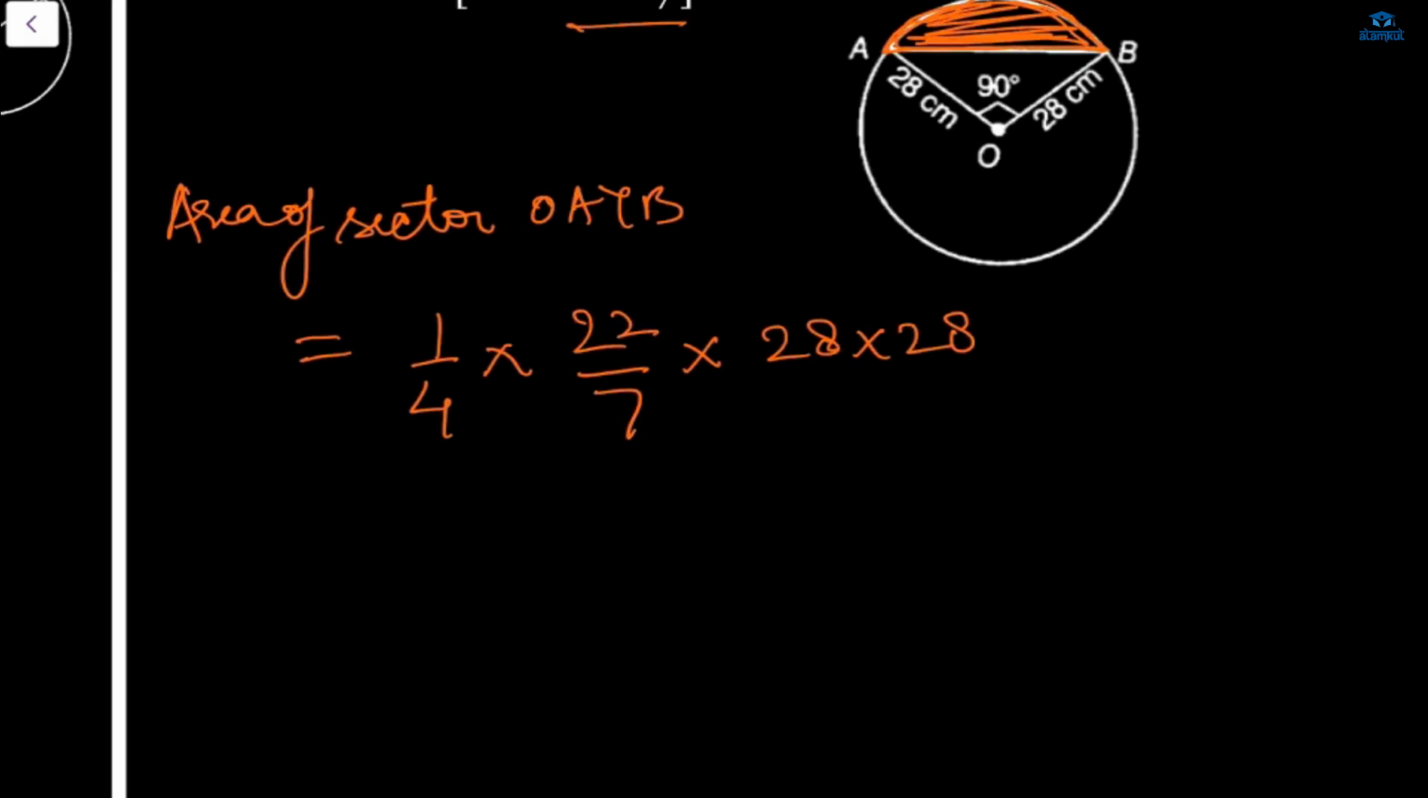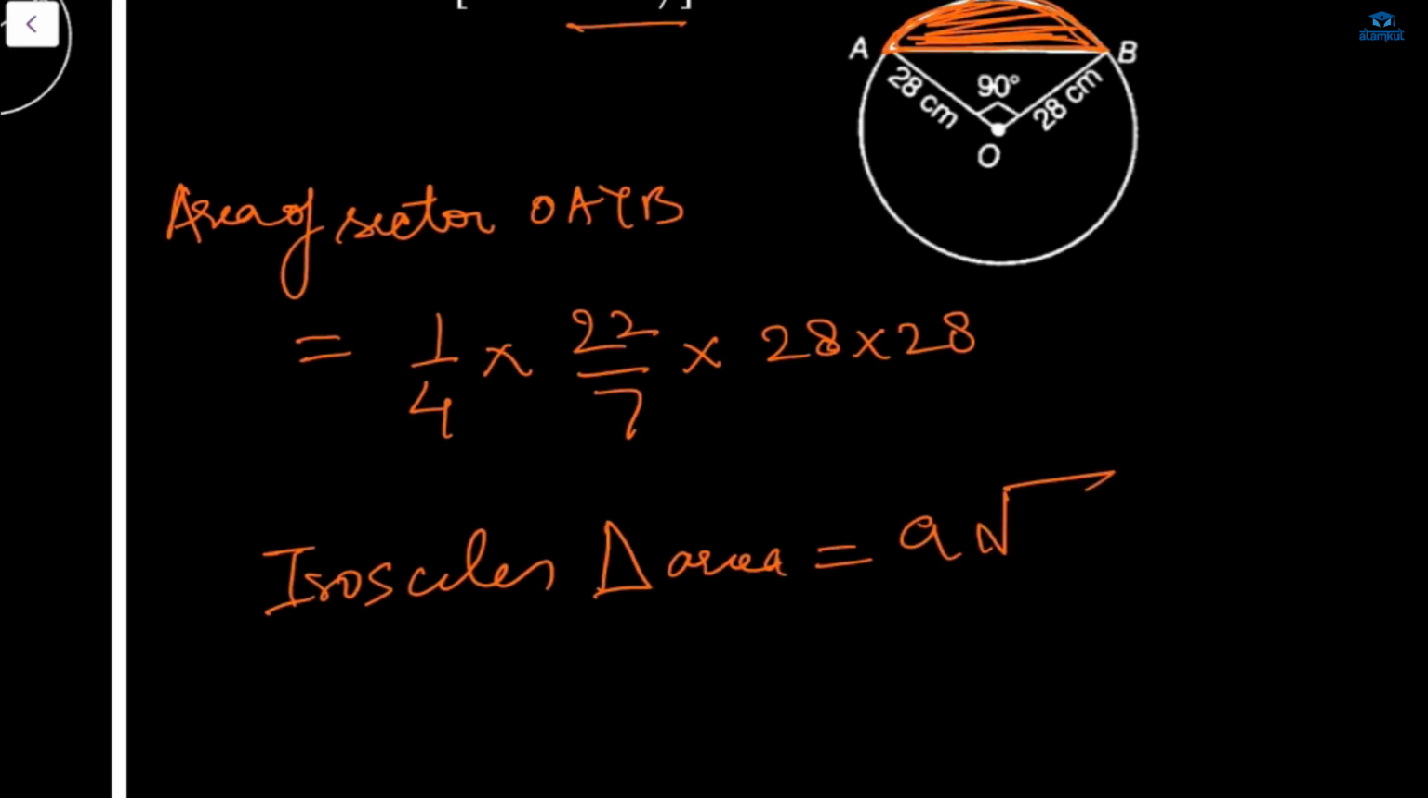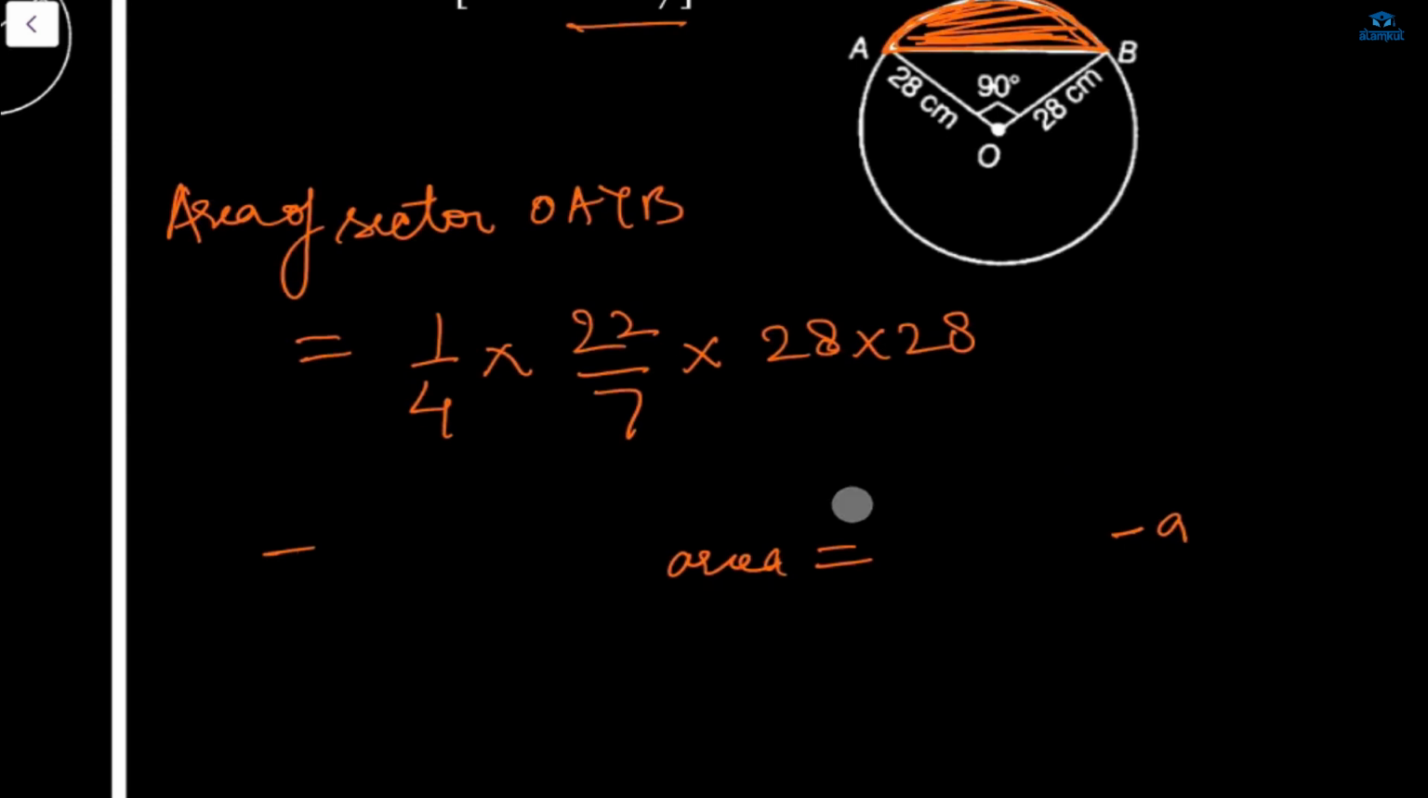So it will always be half base height. There's a right angle triangle. The isosceles triangle area is A root 4 B square minus... But wait, you need to have this A also, na? Here you don't have A. Okay, don't apply it. We are going to find out half base into height. If you know the third one, then only you can find out the area. Else you cannot find out.